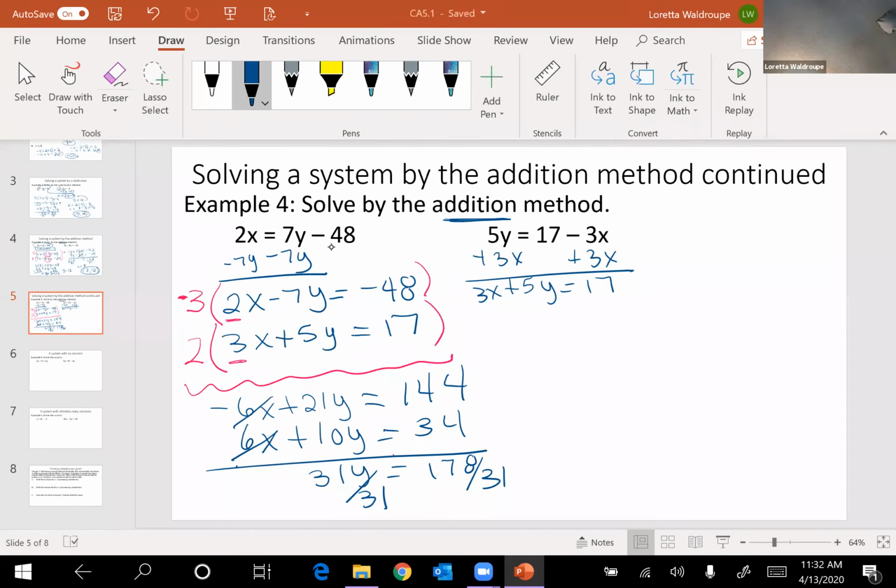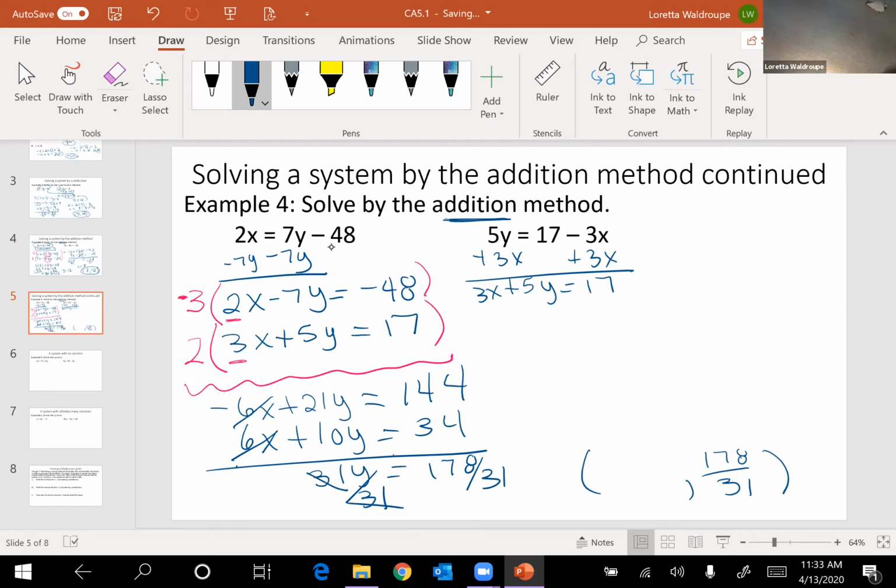So let me make sure I didn't make any mistakes up here. Okay, 2x minus 7y, 3x plus 5y, times the negative 3, and negative, positive, positive, times 2, 178, 21, and 10. Okay, so we have that y is 178 over 31, and it does not reduce. Okay?